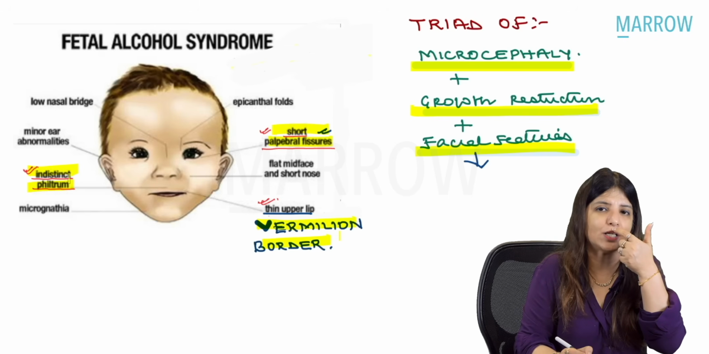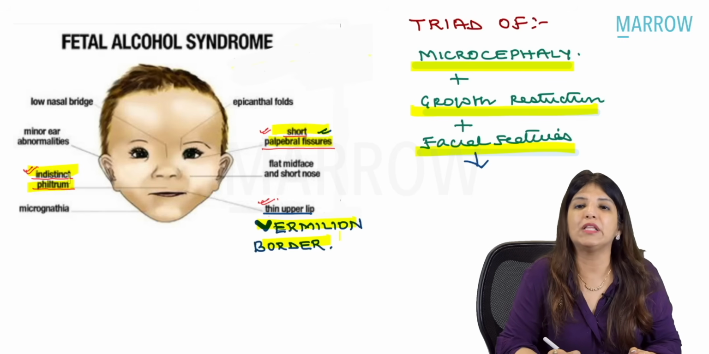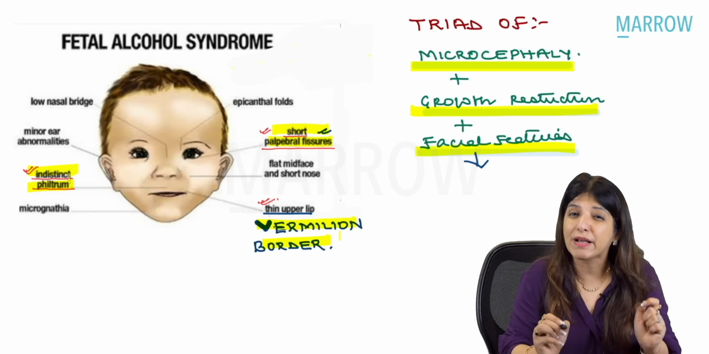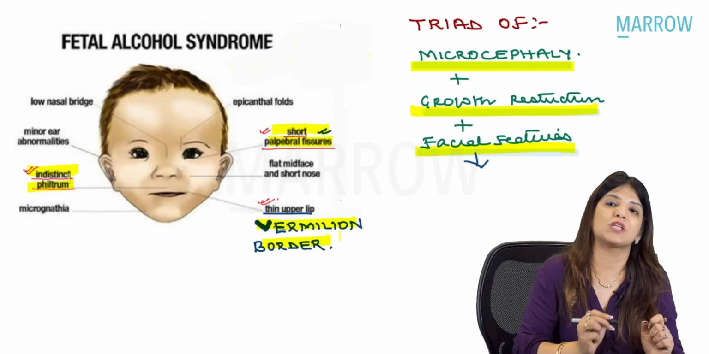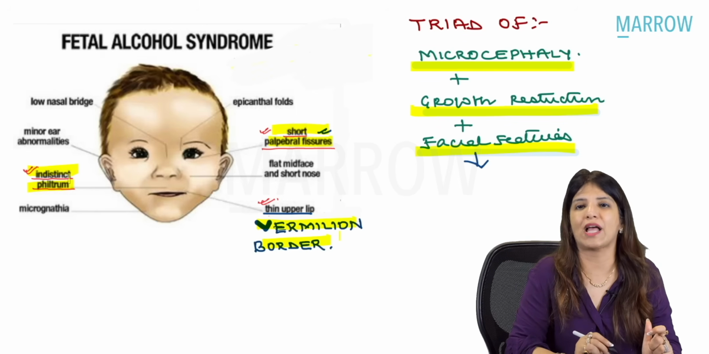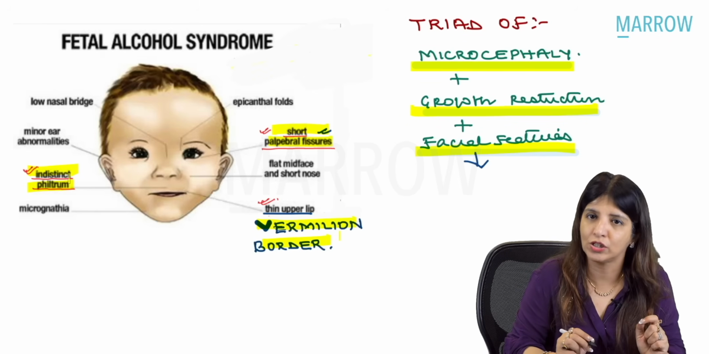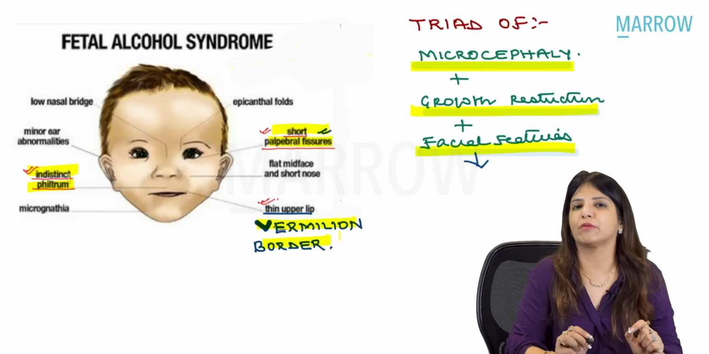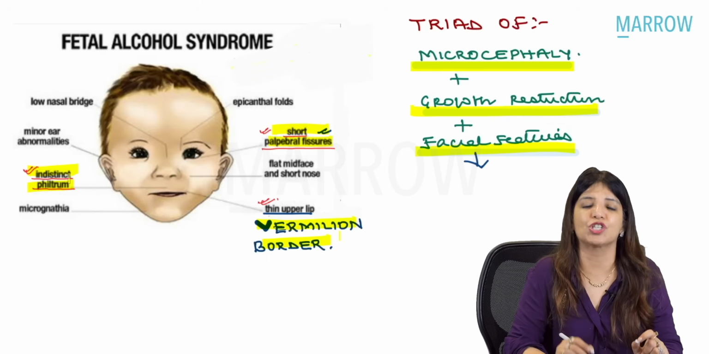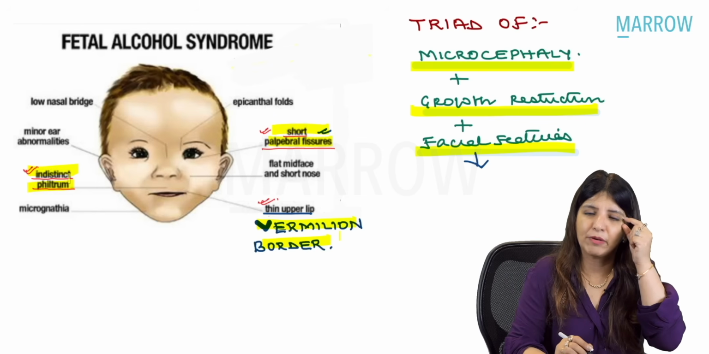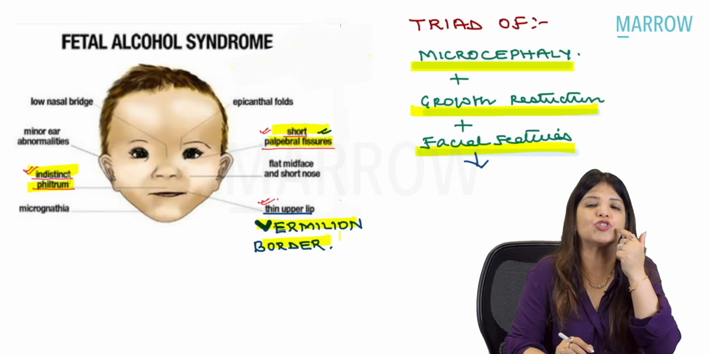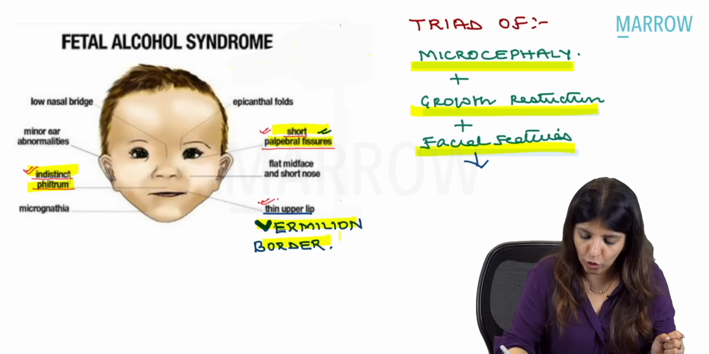This over here, this cut is not going to be there. So there will be indistinct philtrum. These are typical facial features which you get in a fetus if mother consumes alcohol during pregnancy, and that is what is called as fetal alcohol syndrome, where you are going to get microcephaly, you are going to get growth restriction and typical facial features constituting short palpebral fissures, then indistinct philtrum and thin vermilion border.